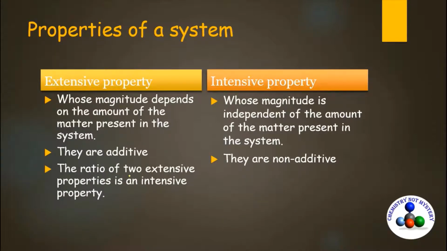The ratio of two extensive properties is an intensive property. For example, density is equal to mass over volume. Mass and volume both are extensive properties, while density is an intensive property.